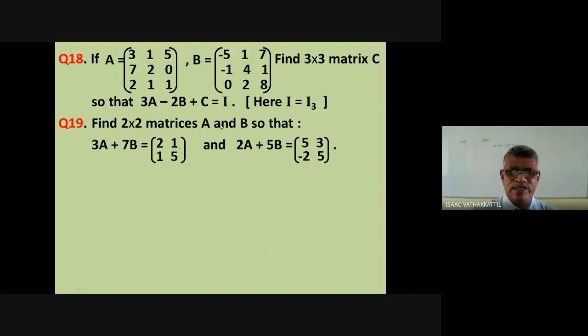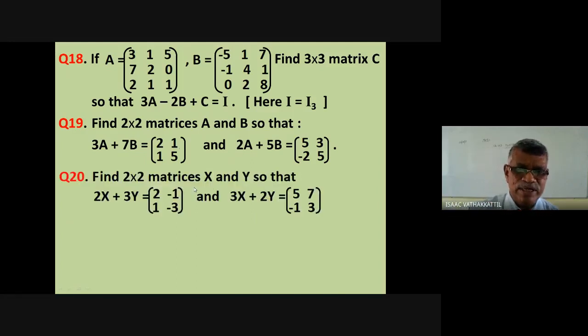Find the 2 by 2 matrices A and B so that 3A plus 7B equal to 2, 1, 1, 5, and 2A plus 3B is equal to 5, 3 minus 2, 5. You know how to solve the two linear equations. Eliminating one variable, you find the other, and from there you find this. Find the 2 by 2 matrices X and Y so that 2X plus 3Y equal to 2 minus 1, 1 minus 3. Again, the same kind of equation you have to solve, get in practice.